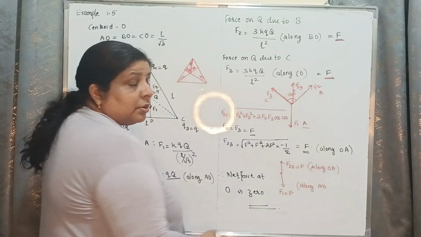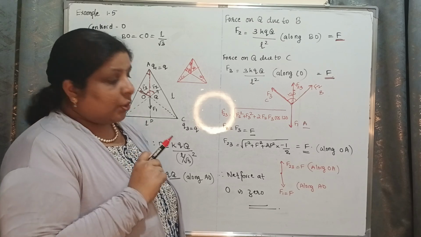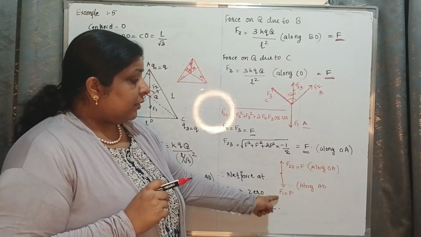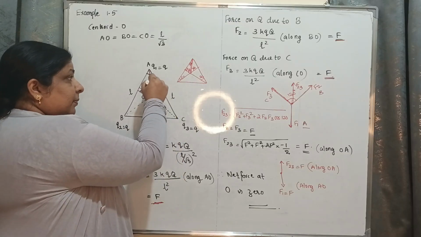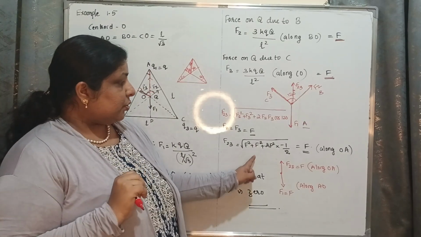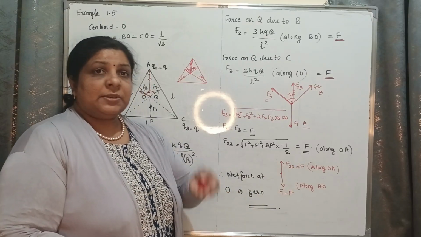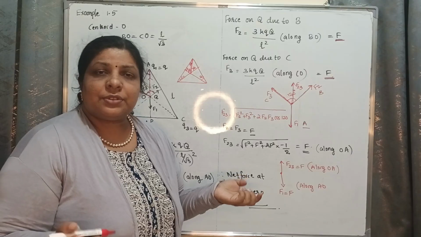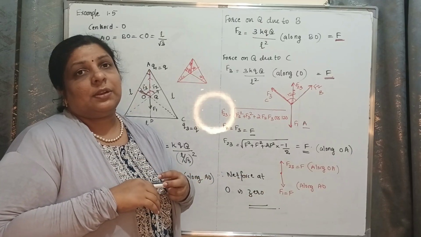And the magnitude will be F itself. Now which forces are acting on that capital Q at the centroid? Force due to A, which is F1, acting down, and the resultant force acting up, and the magnitude is the same. We got the magnitude of the resultant force as F. So capital F acting down and capital F acting up. So what will be the net force? Net force will be 0. The net force acting at the centroid will be 0.